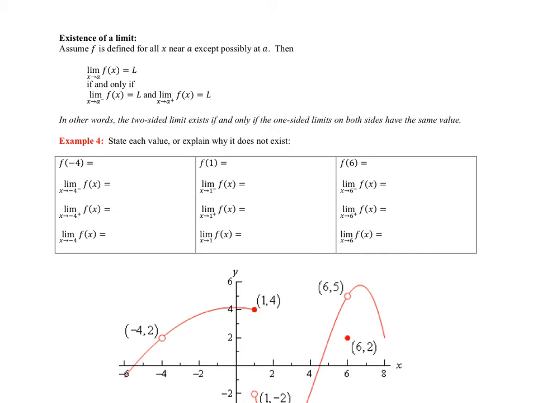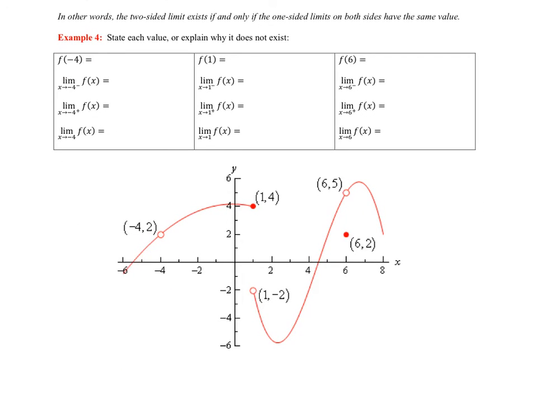Okay, so the existence of a limit. Assume that f is defined for all x near a except possibly at a. Then the limit as x approaches a of f of x equals L if and only if the limit coming from the left of a of f of x equals L and the limit as x approaches a from the right of f of x equals L. That means that the left-sided limit and the right-sided limit have to agree.